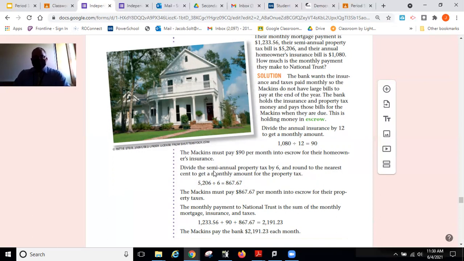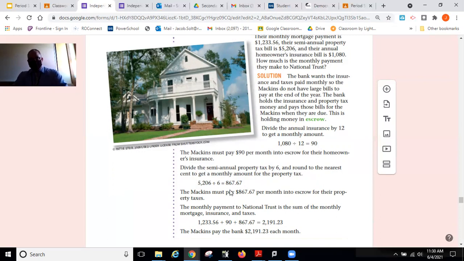All right, semi-annual. They have a semi-annual property tax bill. Well, semi-annual means twice a year. If the semi-annual property tax bill is $5,206, that means the annual property tax bill would be $10,412. Ooh, that's $10,000 a year. That's a lot of money.